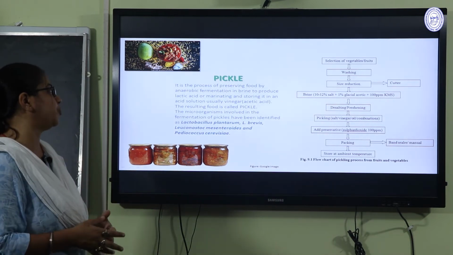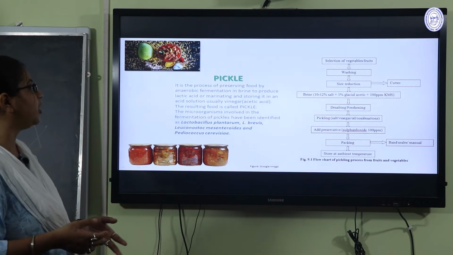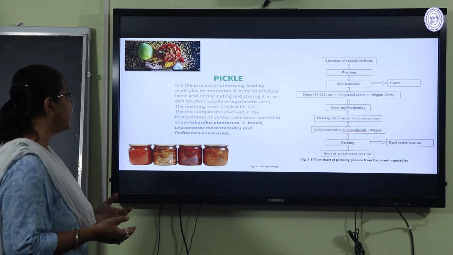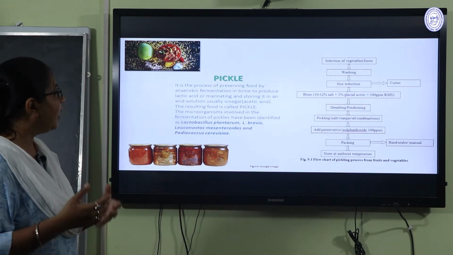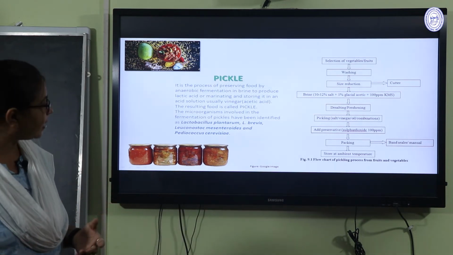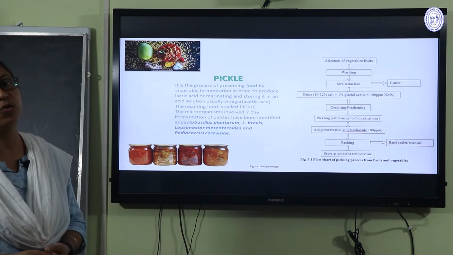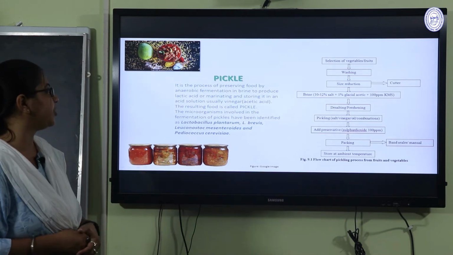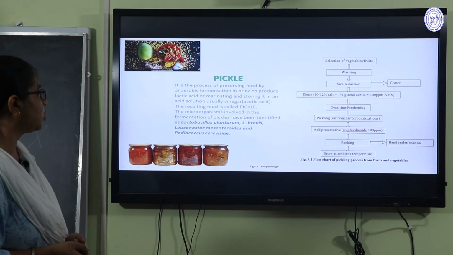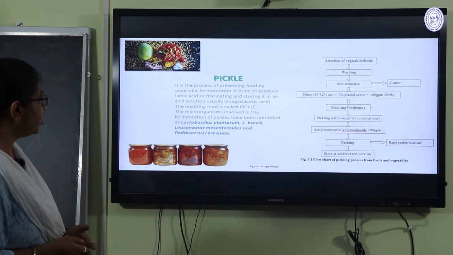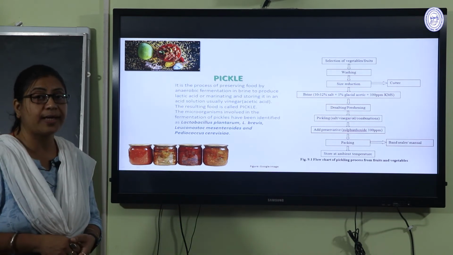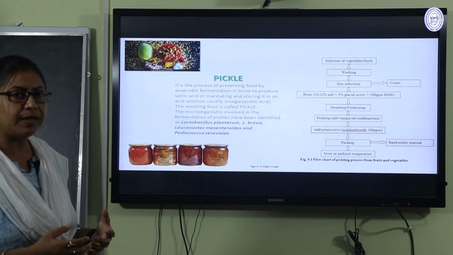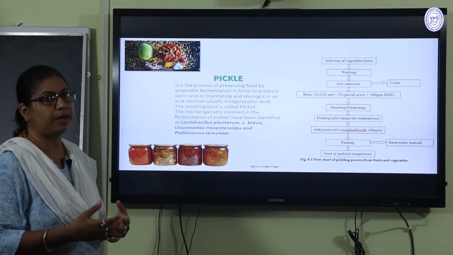Pickling is a process of preserving food by anaerobic fermentation in brine to produce lactic acid, or marinating and storing it in an acid solution, usually vinegar, which is acetic acid, and the resulting food is the pickle. The microorganisms involved are Lactobacillus plantarum, L. brevis, Leuconostoc mesenteroides, Pediococcus cerevisiae. So how can we make pickle? We are also familiar with making pickles by seeing our mothers or grandmothers.